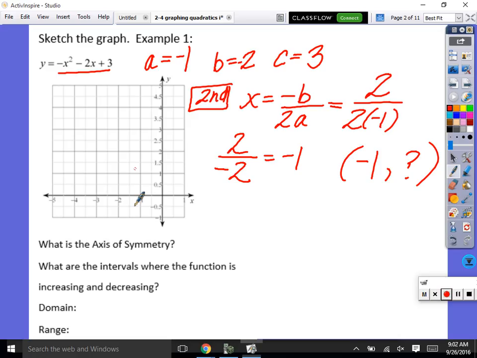So let's do that. Let's plug in negative 1. So we're going to plug in negative 1 wherever there's an x. So we have negative of negative 1, plugging in negative 1 squared. Does everybody see where I'm plugging this in? Then we have minus 2 times negative 1. And anytime we plug something in, we use parentheses and then plus 3. So take your calculator and calculate that. Everybody go, ready, set, go.